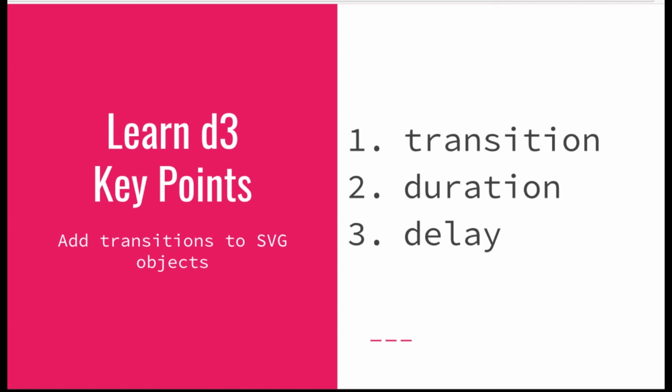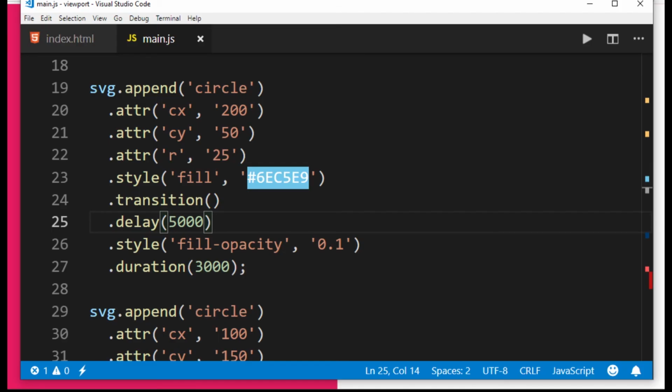There are 3 key points to the transition lesson. The first one is that the D3 transition keyword can be chained to the object. There are 2 additional things for the transition that we covered. The first is the duration of the transition. It's in milliseconds. And then the delay, which is also in milliseconds. 3 things: transition, duration, delay.